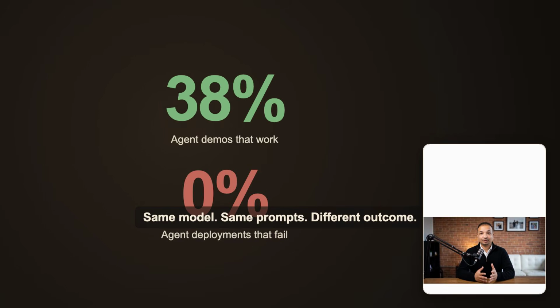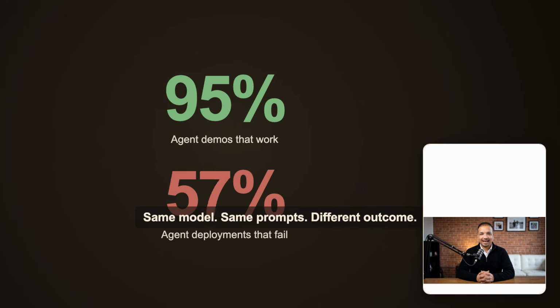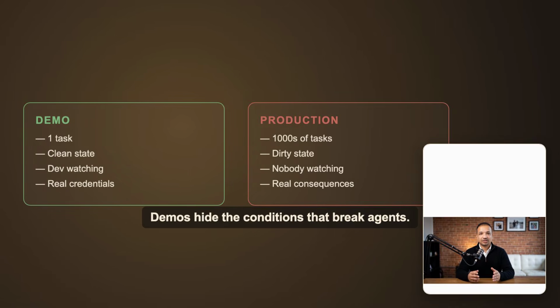There's a number floating around the AI industry that nobody likes to say out loud. Roughly 95% of AI agent demos work, and roughly 95% of AI agent deployments fail. Same model, same prompts, same tools. The demo flies. The production system collapses. So, what's actually happening in that gap?